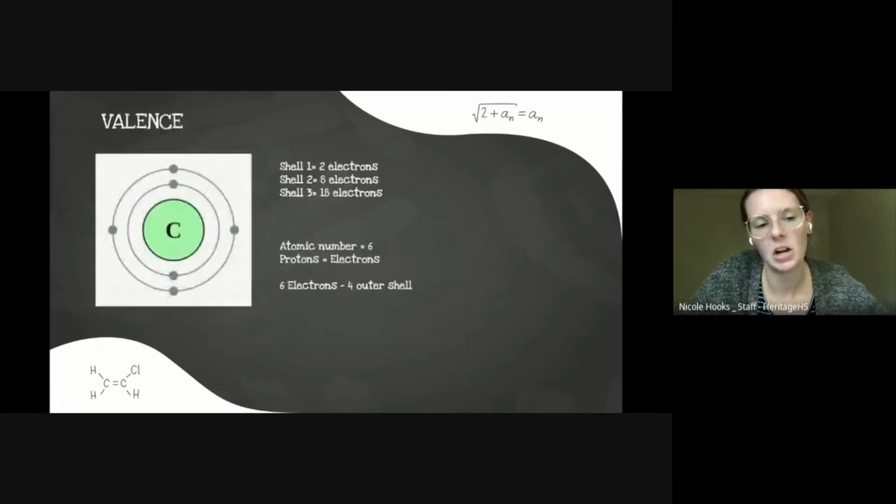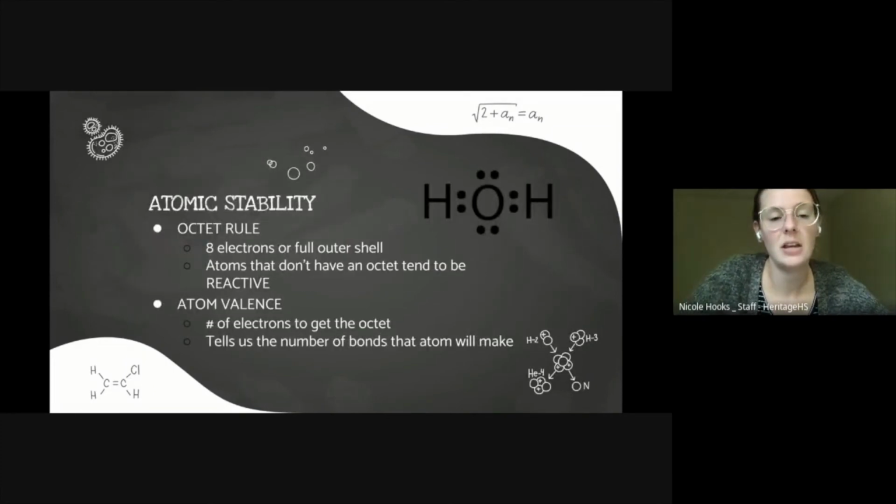So let's look back at carbon really fast. So if it has 4 electrons in its outer shell, that would mean that 4 is its valence because it's 4 until 8. So it will probably make 4 bonds, most likely. And as you can see, oxygen's valence is 2. So it makes 2 bonds with hydrogen to make water.